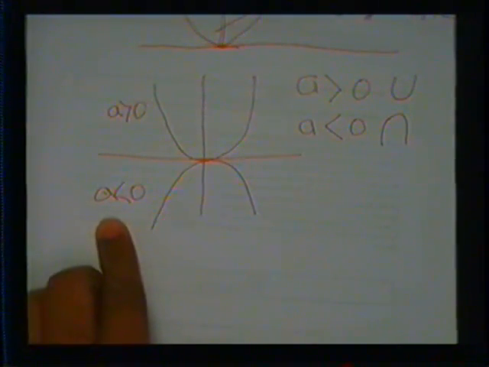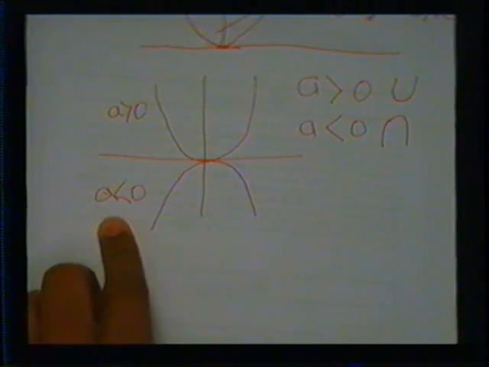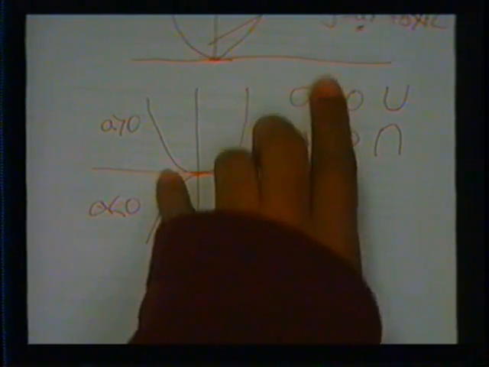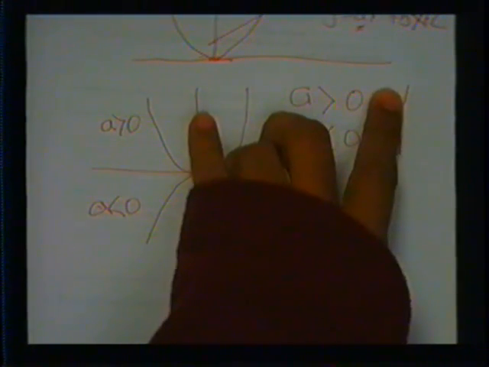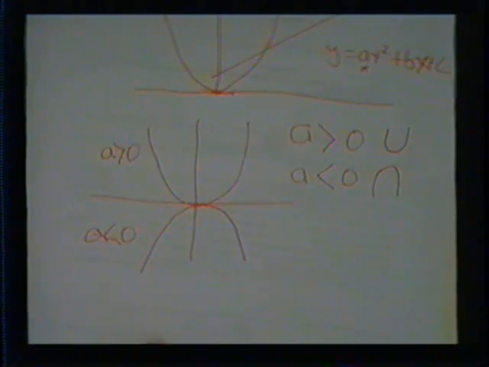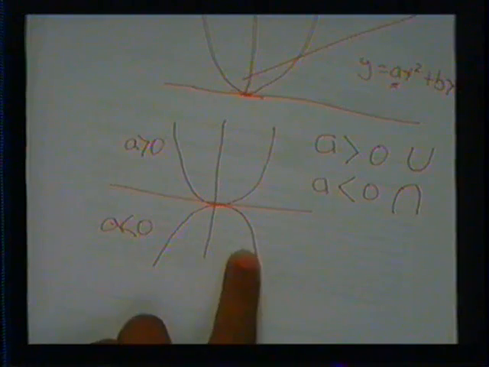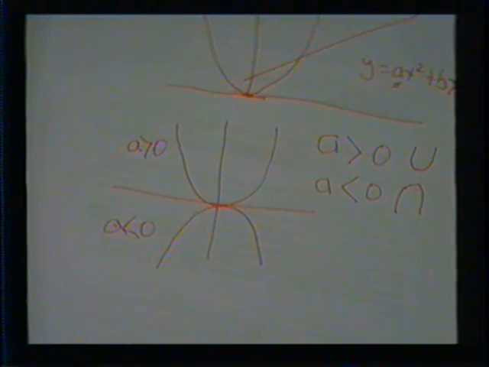So a is a coefficient. A is not a variable. Your variable is x in the equation. You change the value of x. A is constant. It's a coefficient of x. And that coefficient determines how your curve looks. Okay?